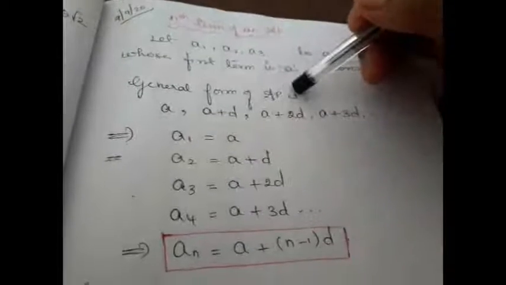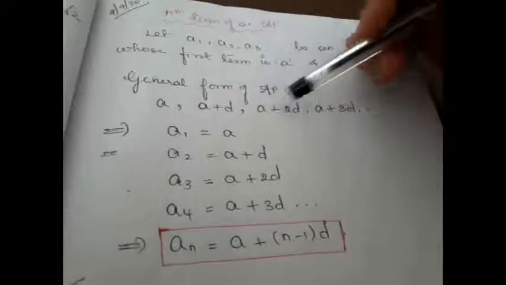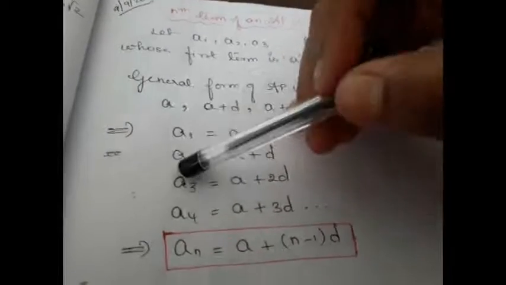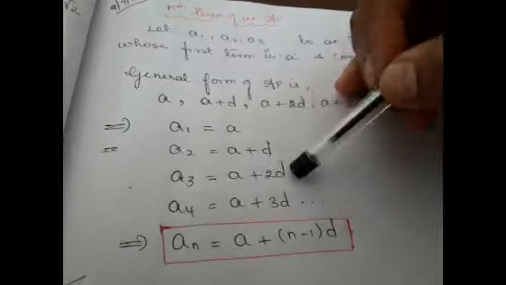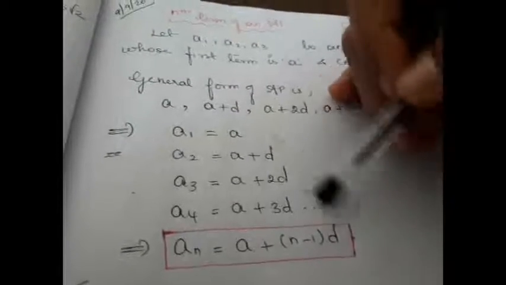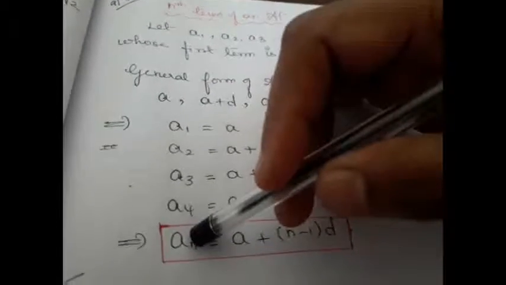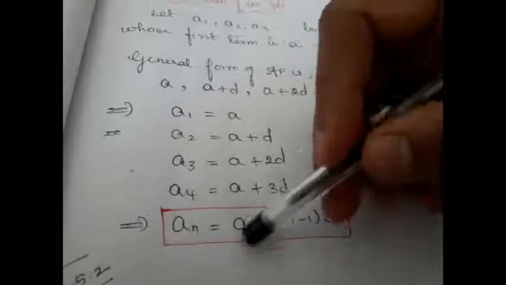See, let A1, A2, A3 be an AP whose first term is A and common difference is D. Then we know the general form of AP is what? A, A plus D, A plus 2D, A plus 3D, etc. Now A1 is A, second term A2 is A plus D, third term is A plus 2D, fourth term is A plus 3D. Likewise it proceeds. Therefore what will be our nth term? Nth term is nothing but A plus n minus 1 times D.